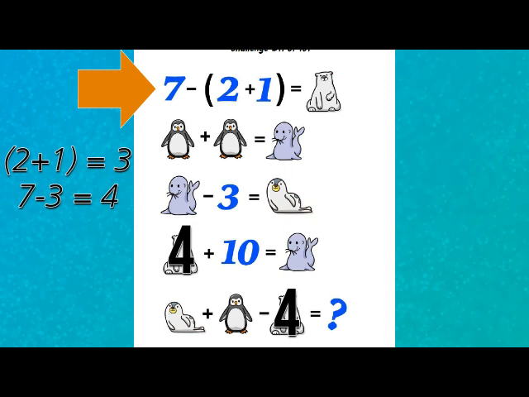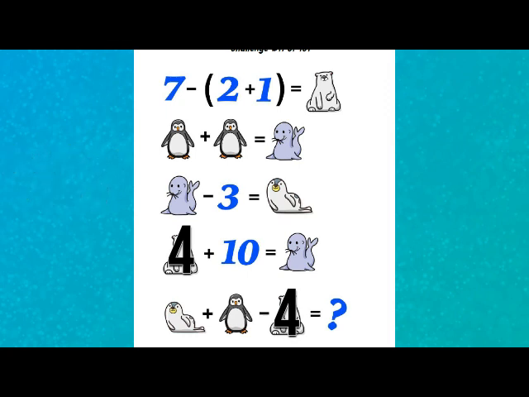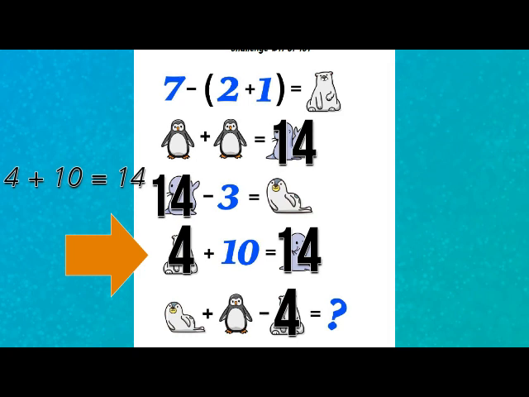So let's move on to the next line. Penguin plus penguin equals seal. Can't do that yet. Let's move down. Seal minus 3 equals otter. Nope, can't do that. Move down to the last one. Polar bear. Oop, I know what the polar bear equals. Polar bear equals 4. 4 plus 10 equals seal. Well, 4 plus 10 equals 14, so the seal must be 14. So I'm going to fill 14 in to all of the seals to help me figure out that last question mark.